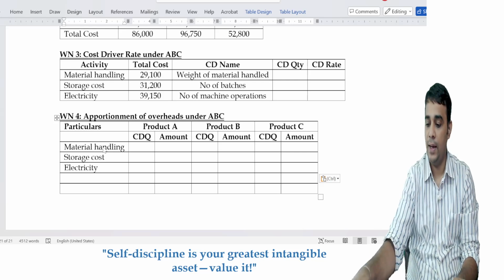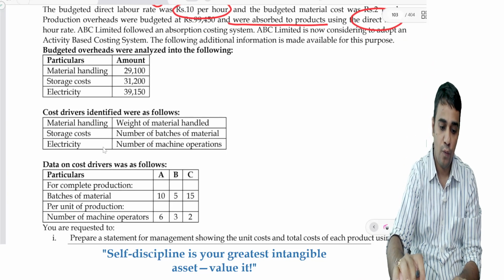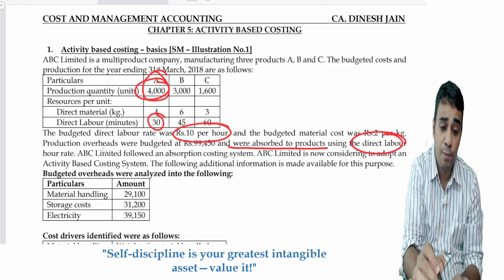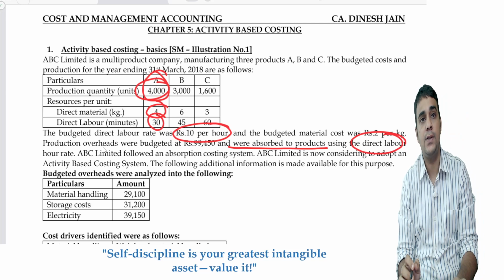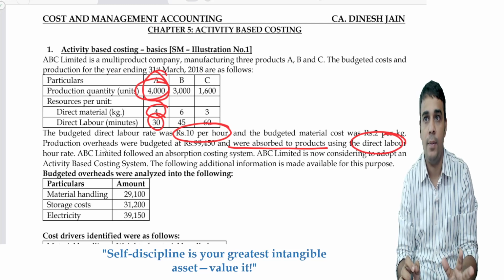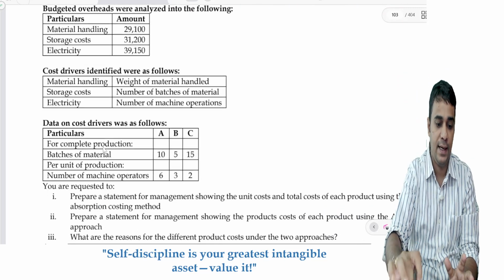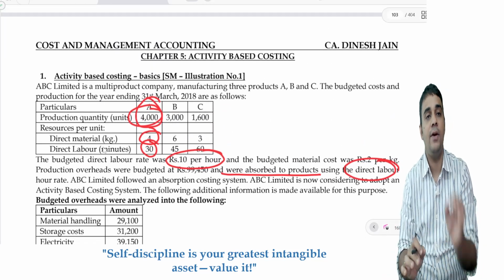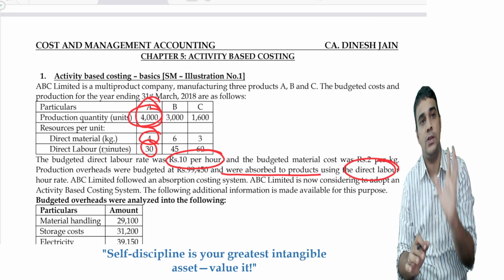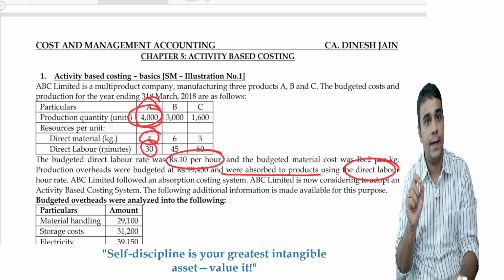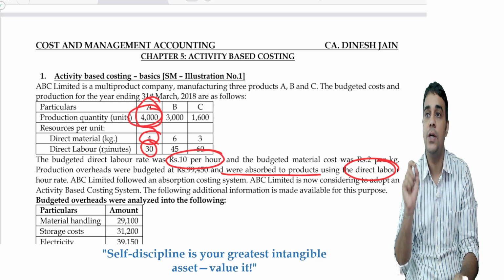Now, material handling, weight of material handled. For weight of material handled, we have produced 4,000 units, and each product needs 4 kg of raw material, assuming raw material weight is equal to finished product weight, because they have not separately given any other weight. So for product A, 4,000 units into 4 kg. Product B, 3,000 units into 6 kg. Product C, 1,600 units into 3 kg.